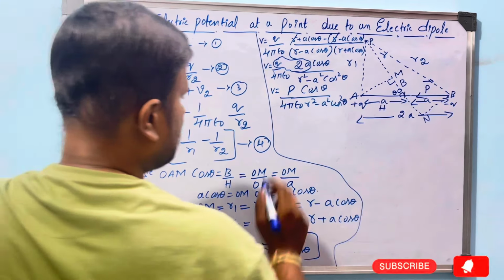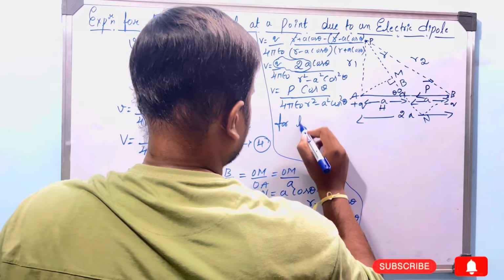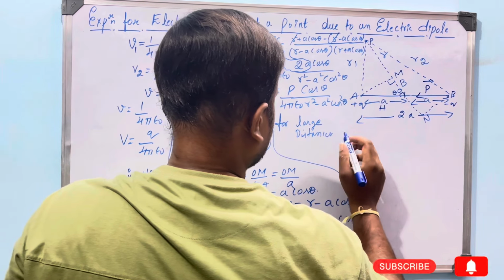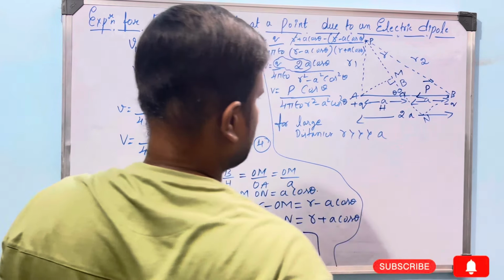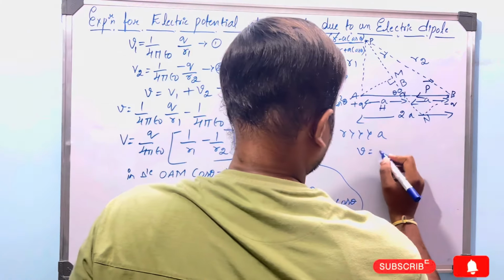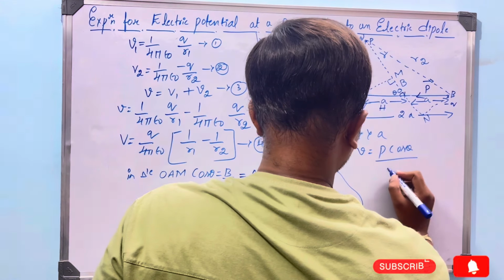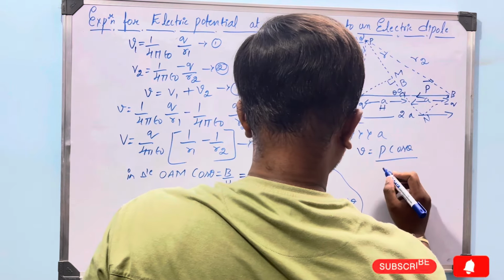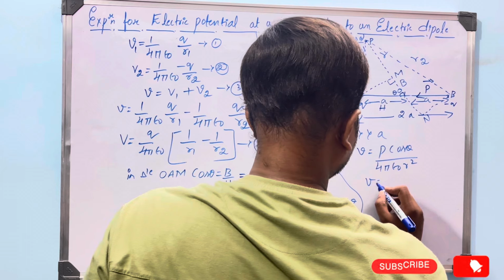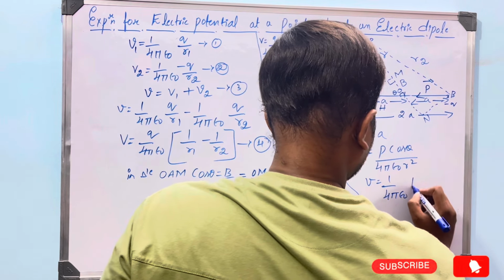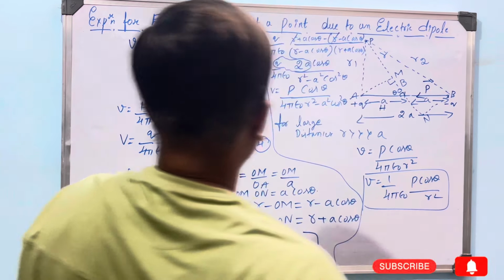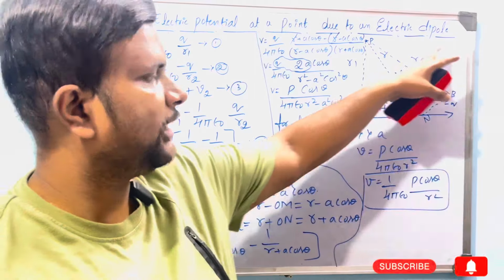Okay, see, for large distances, R is very much greater than A. Therefore A square cos square theta can be neglected. So we will get V is equal to P cos theta divided by 4 pi epsilon naught R square. This can also be written as V is equal to 1 by 4 pi epsilon naught P cos theta divided by R square. Okay, so this is the expression for potential at a point due to the electric dipole.